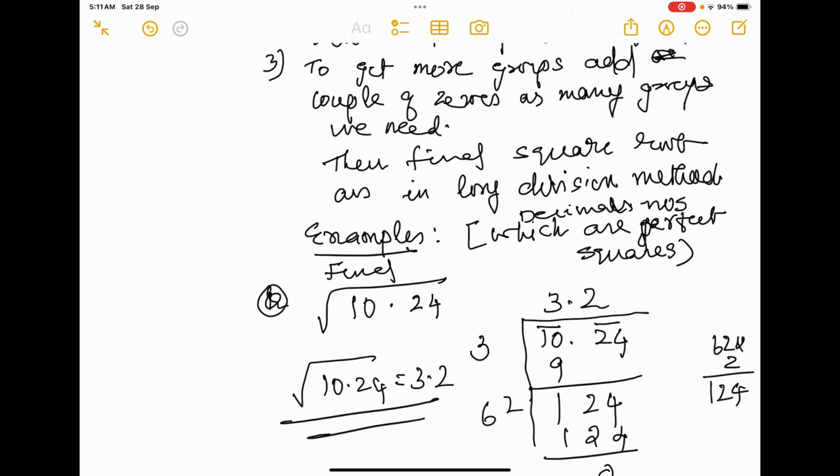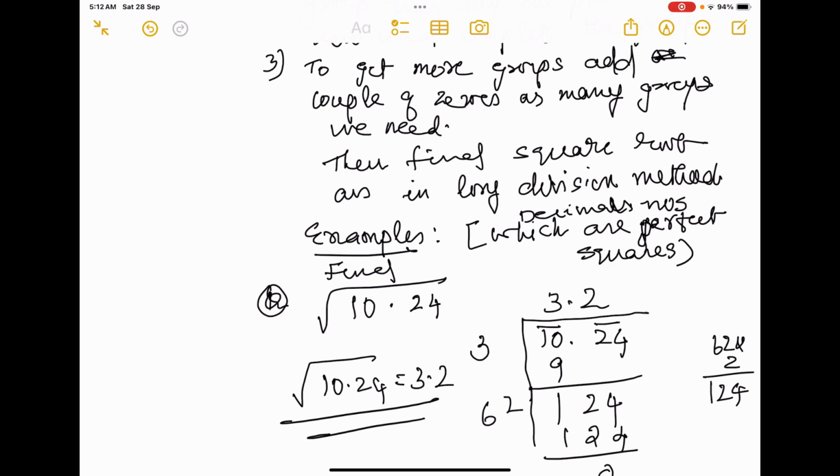Root of 10.24. Here I group 10.24 as follows: first you group the whole number part, so 10 is one group and 24 is another group. Then consider the group 10. 10 is not a perfect square. The perfect square just before 10 is 9. Its square root is 3. So in the quotient you write 3, and on the left side also write 3. Then 3 into 3, 9. 10 minus 9 gives 1. Then put the decimal in the quotient.